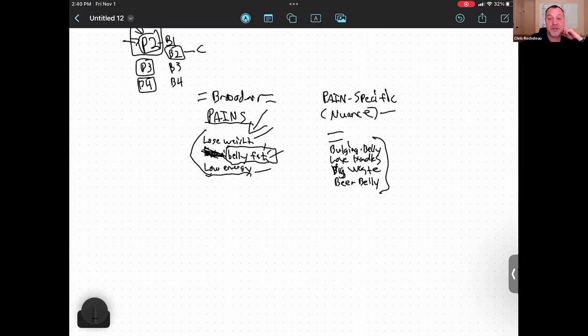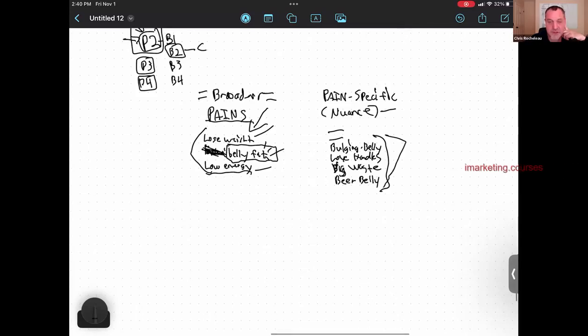Now, from the numbers, your CTRs are typically going to be a lot closer together when you do this. They're not going to have much of a spread because they're essentially referring to the same thing. But you will be surprised that some people respond much more to bulging belly than they do beer belly. You don't know. Or beer belly, they respond to even more. And you would never know that unless you test the nuance of it.